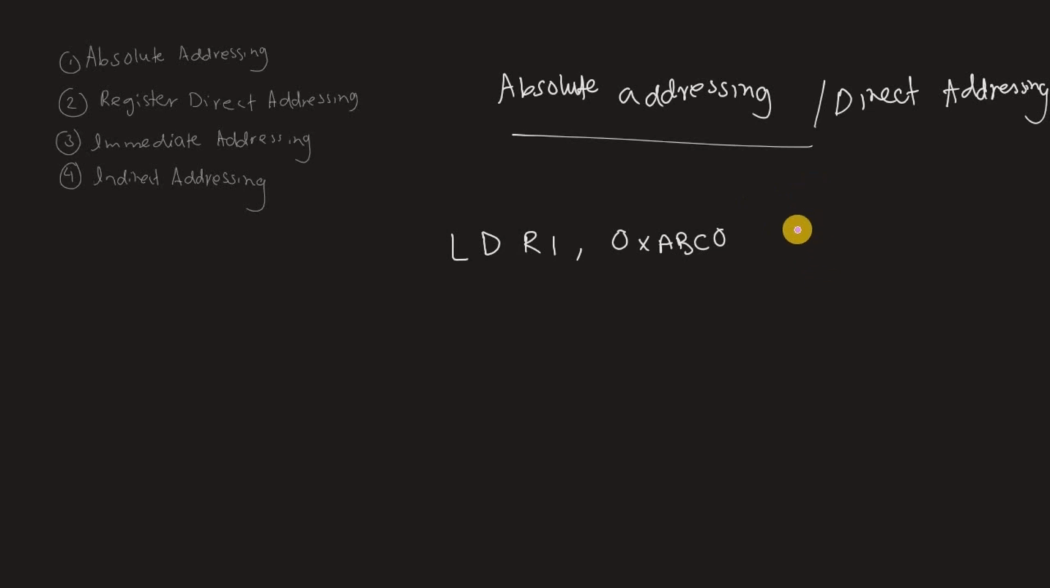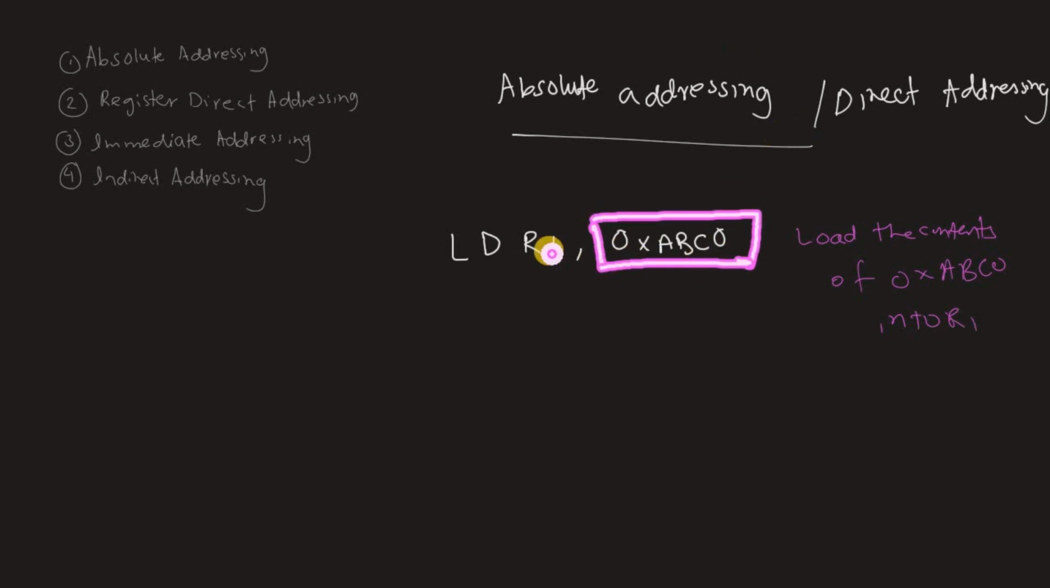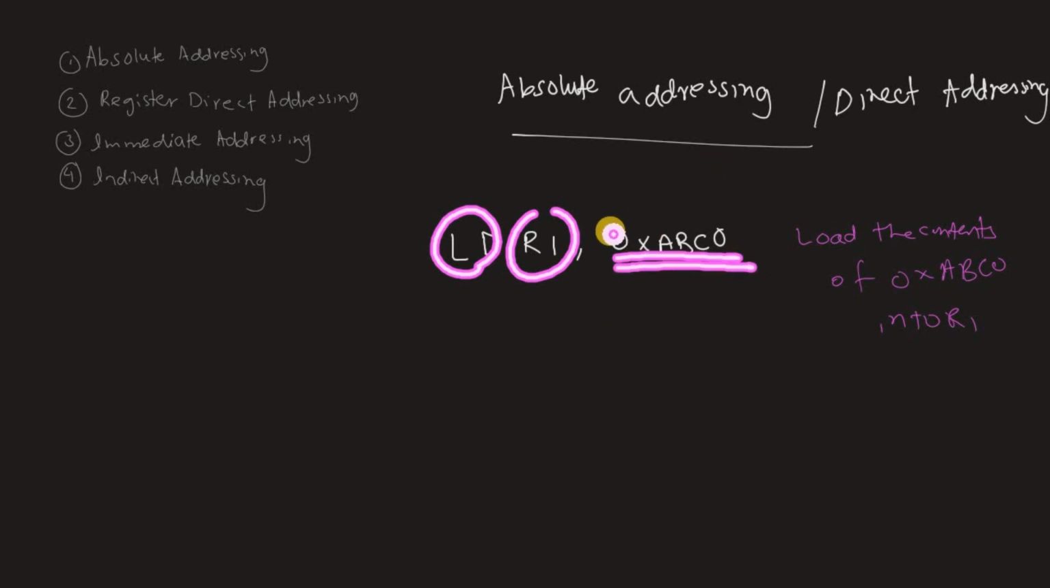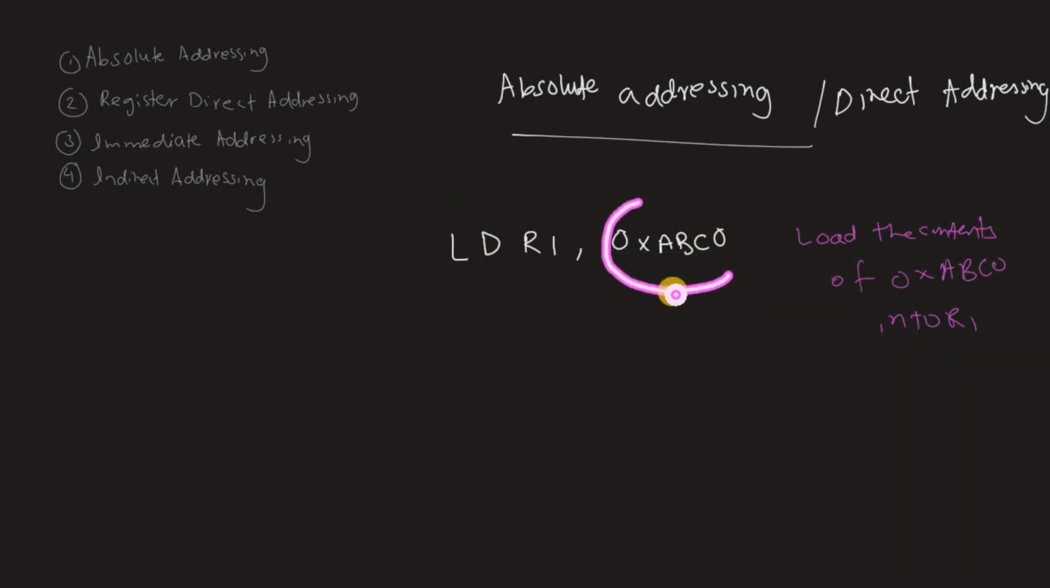How do we interpret this? It can be interpreted as load the contents of the given address, so load the contents of ABC0 into R1. If it doesn't make sense, let me explain. We have this address given to us, and LD is telling us to load into R1 the contents of this address.